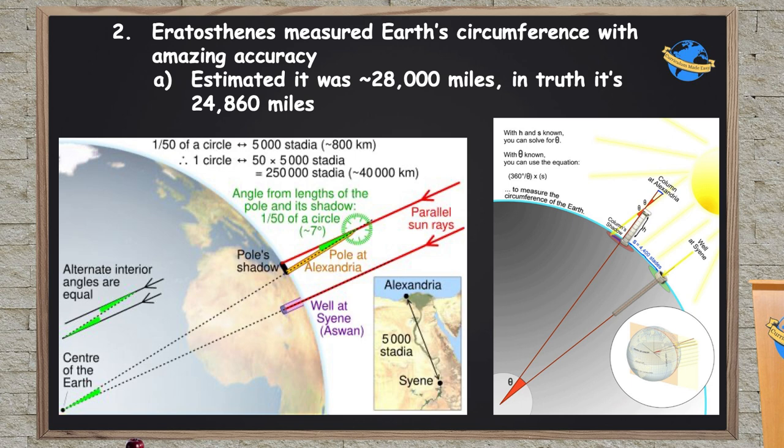Now, as impressive as that previous discovery of the sun being larger than Greece might sound to you, and I'm being a little facetious here, there was a guy who lived a few decades later in the mid-200s BCE named Eratosthenes, who was able to measure the circumference of the Earth.